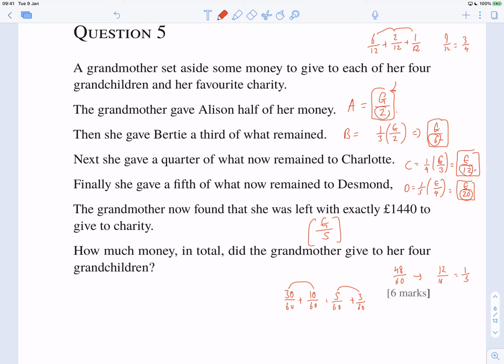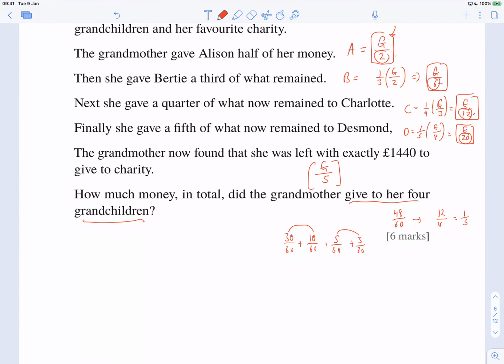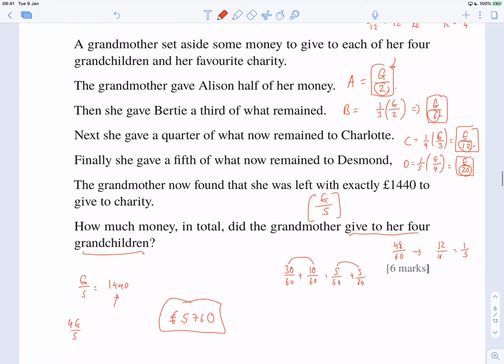How much money in total did the grandmother give to her 4 grandchildren? So what that's saying is if g over 5 is 1,440, then what is 4g over 5? All we need to do is times this by 4. So 0 times 4 is 0, 4 times 4 is 16, so carry the 1, 4 times another 4 is 16, plus the carried 1 is 17, carry the 1, 1 times 4 is 4, plus the carried 1 is 5. So it looks like £5,760. Lucky kids.